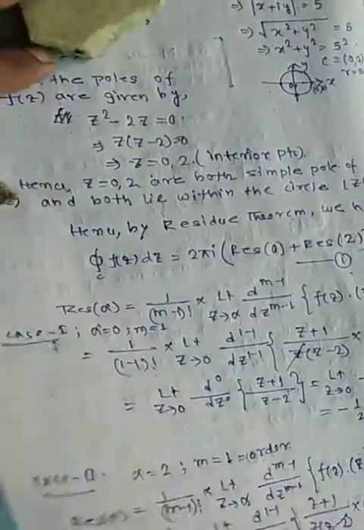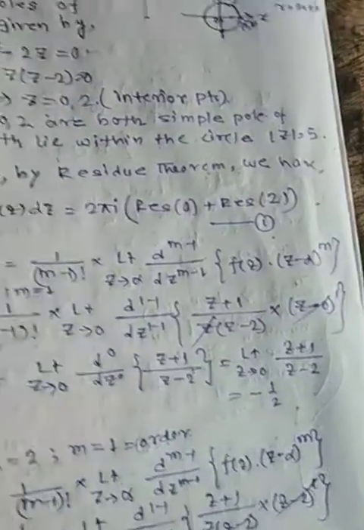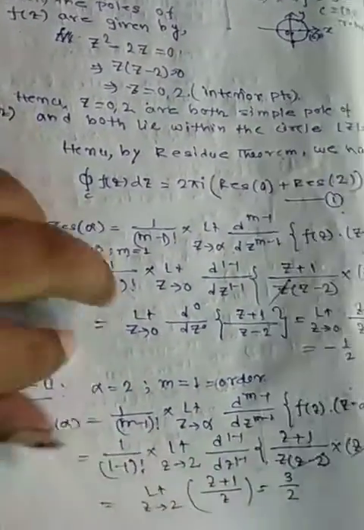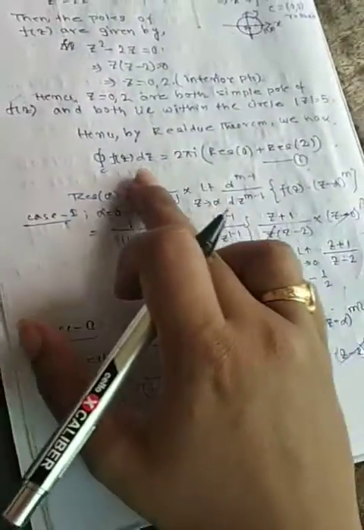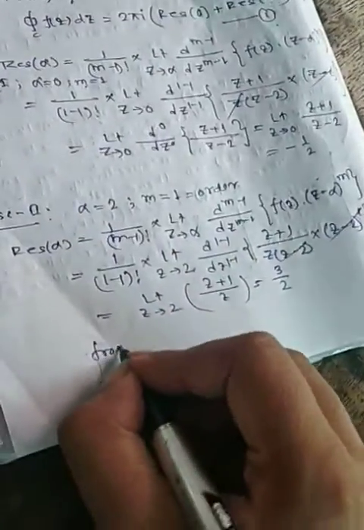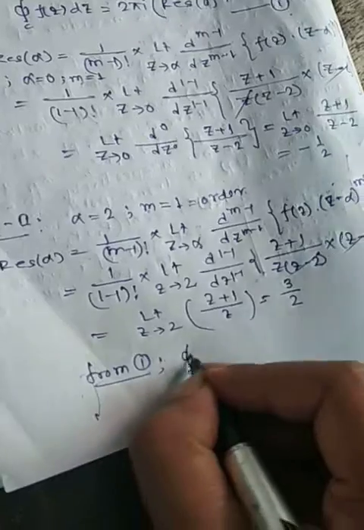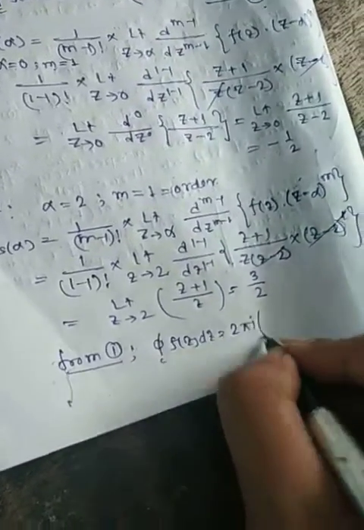So for case 2, here alpha equals 2, its value is 3 by 2, and before that, our case 1 value was minus half. Now from equation 1, what is it? From 1 is the closed integration over C of f(z) dz, which equals 2 pi i into the residues.